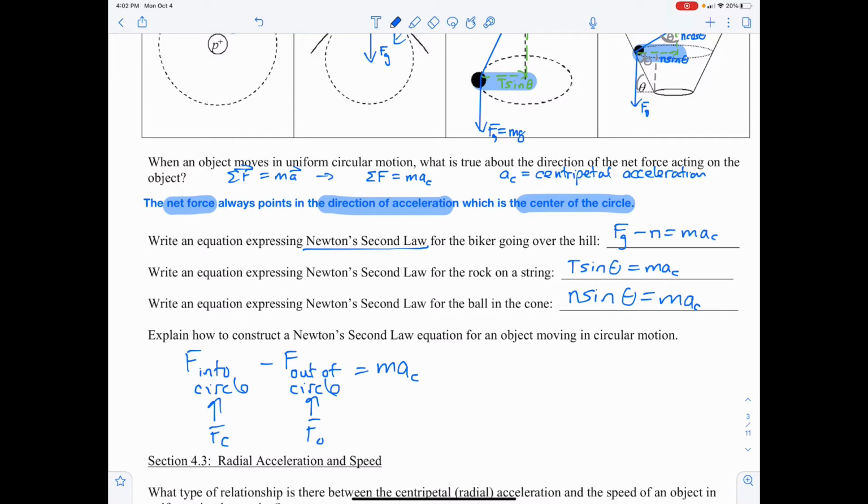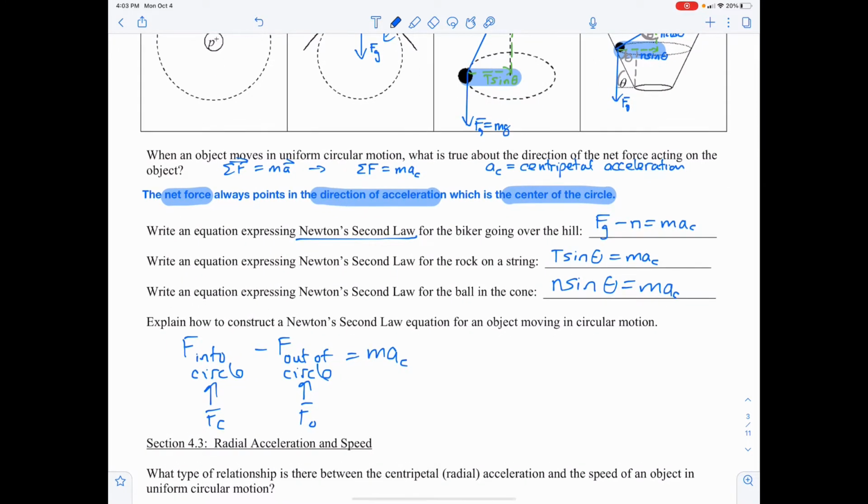Now I'm going to give you a little heads up on something that we're going to come back to. We're going to be rewriting the AC in terms of the tangential velocity around the curved path and the radius of that curvature. Okay, more to come on that. We'll come back and revisit that topic soon enough. Now we can summarize this as forces in minus forces out equals MAC. That's just a shorthand way of writing it. Remember, forces in cause the acceleration, forces out oppose the acceleration.